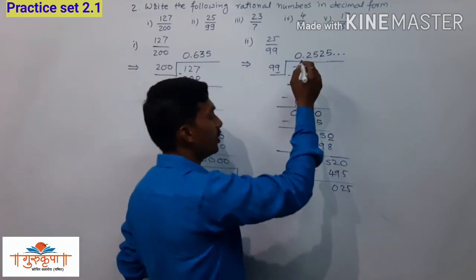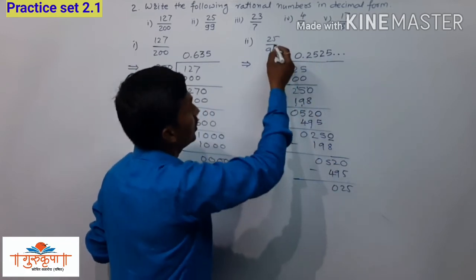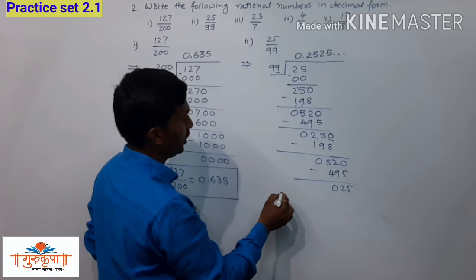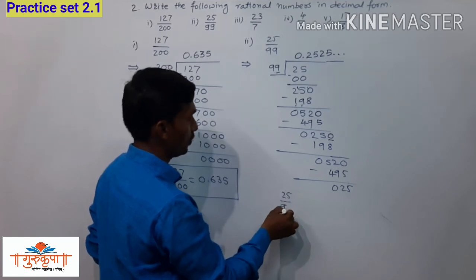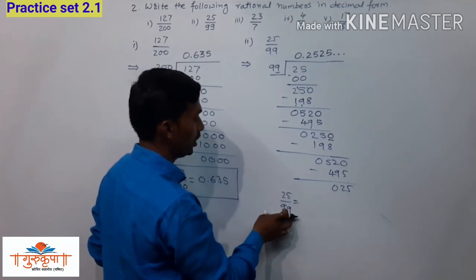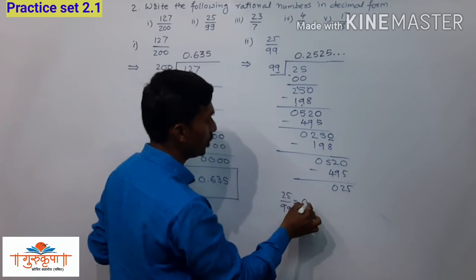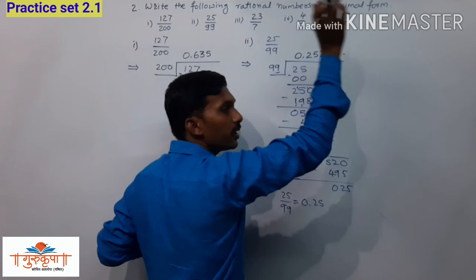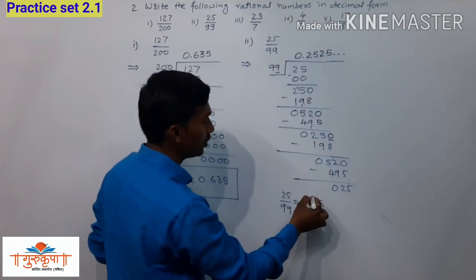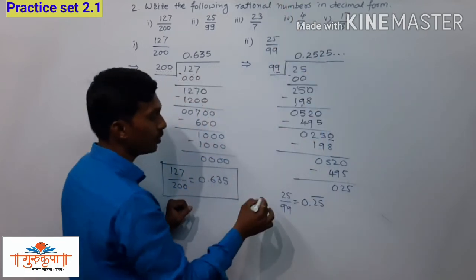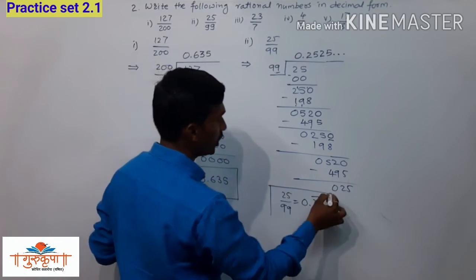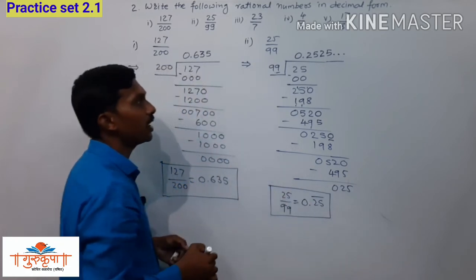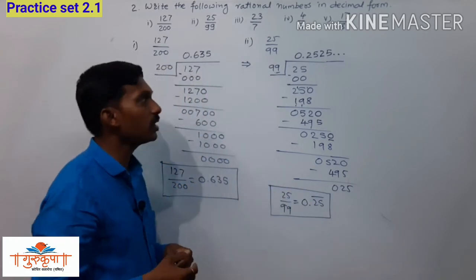So here we can write the final answer as 25 upon 99 is equal to 0 point recurring 25. This is 25, 25, 25, 25, 25 and so on. So here we will write 0 point recurring 25. This is the final answer of the second example, that is 25 upon 99.